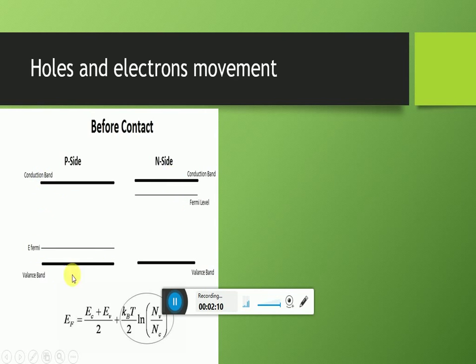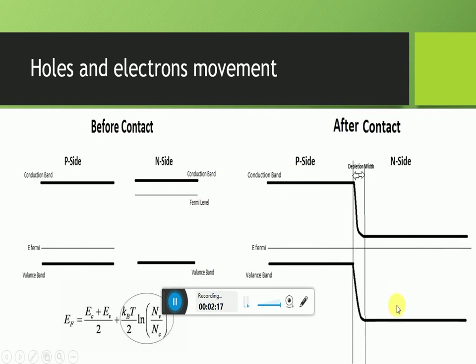This area has a lot of holes. This area has a lot of electrons. This is before contact. When both the materials are made contact, the Fermi level will try to align itself, and there will be a band bending. So we can see this band bending, and this is the depletion.